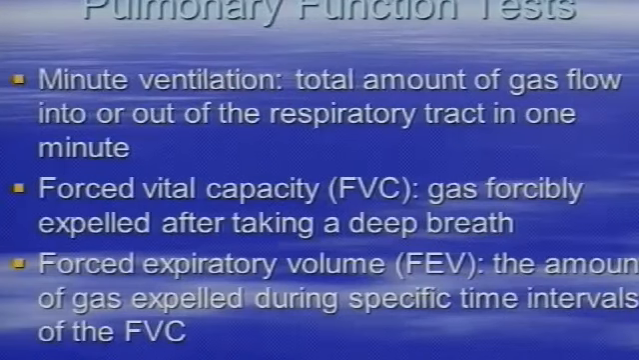Just some, I don't know if you need to know these, and they're probably all familiar, so I'll go through them. Minute ventilation is obviously going to be ventilation during a minute. Forced vital capacity is gas forcibly expelled after taking a deep breath. That's when they go, go, go, go, go, go. They're trying to get you to get all the lung volumes out, as opposed to FEV, which is usually FEV1, right? This is going to be the amount forcibly expelled within not a minute, a second, okay?